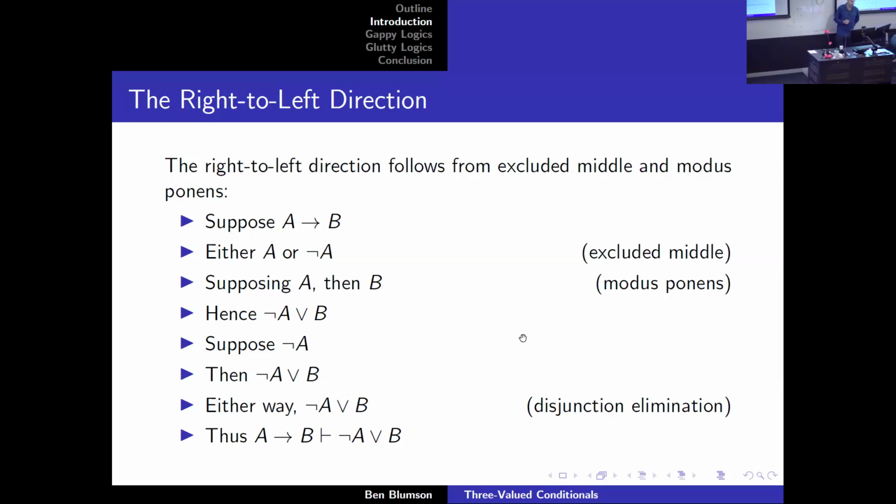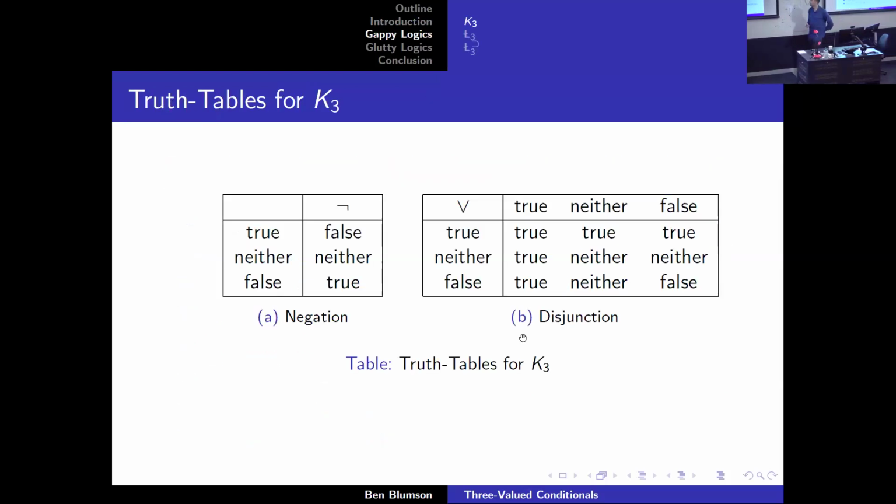because we suppose if A then B. So we have not A or B. On the other hand, supposing not A is true, then we also have not A or B with disjunction introduction. So either way, we have not A or B.